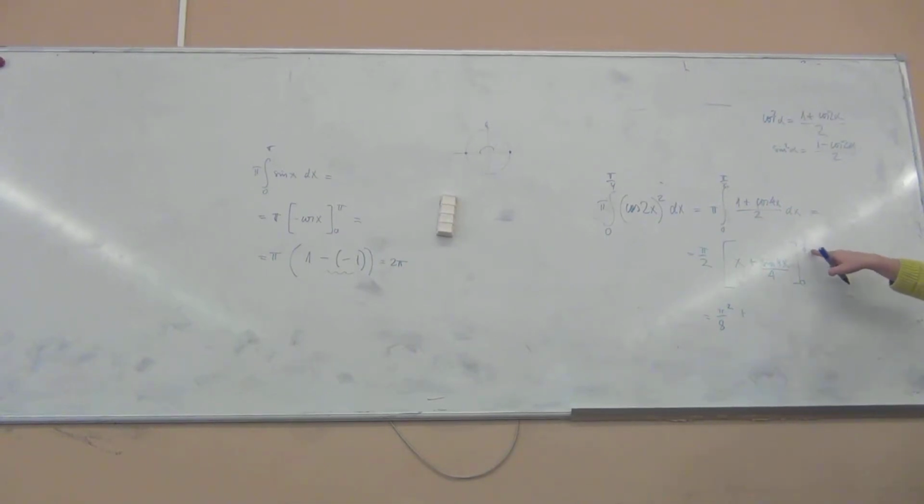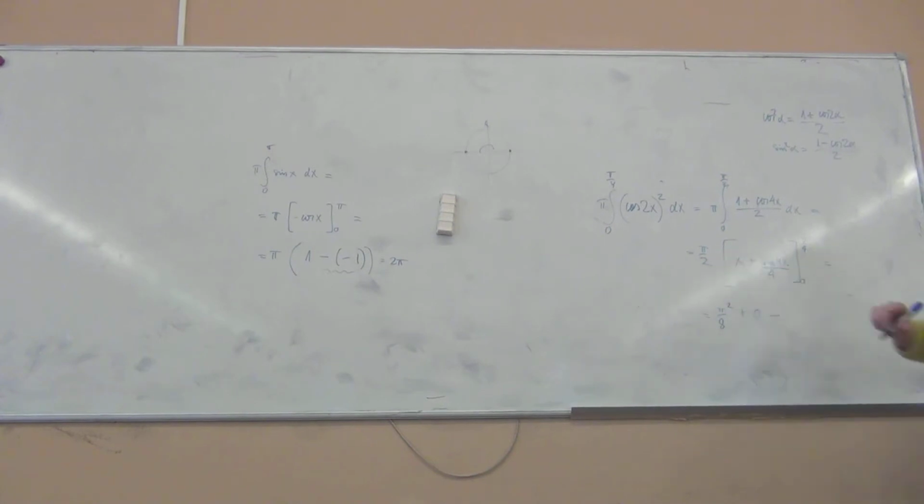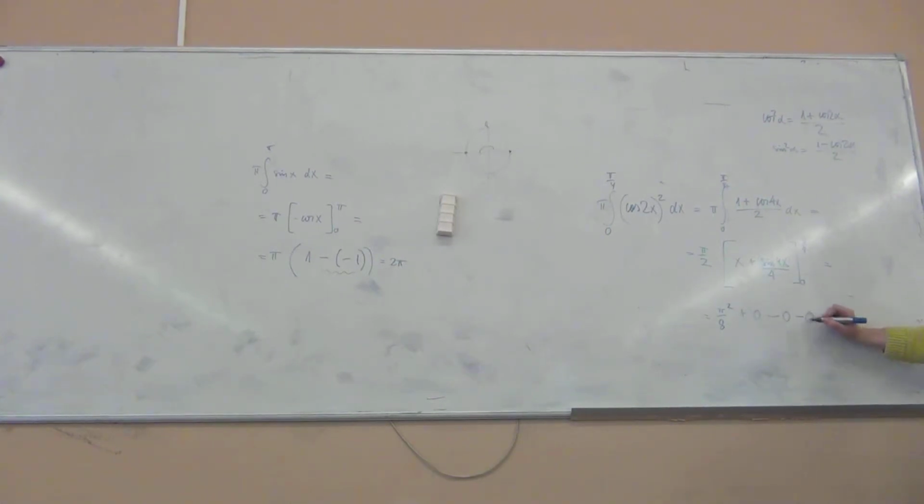Plus now pi over 4 times 4 is pi, sine of pi is 0, so that would be 0. Minus 0 instead of x times pi half is 0, and minus sine of 0 is still 0, so more 0. So the final answer is pi squared over 8. Or we could do it like this. Okay. Then at least it's clear what's going on there. Pi squared over 8 is the volume.